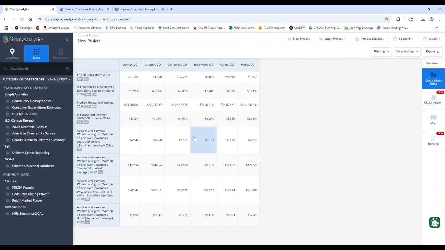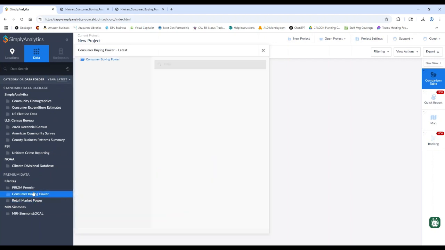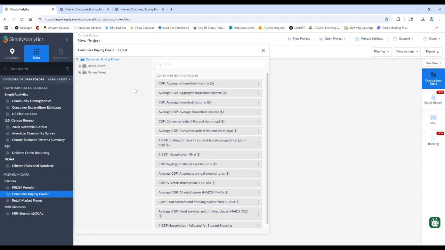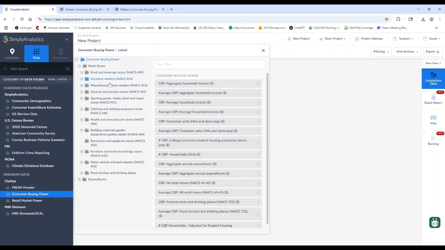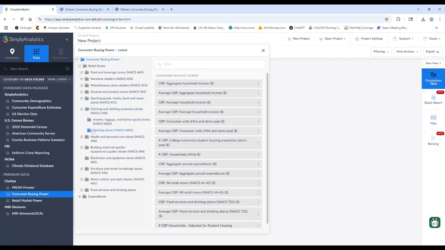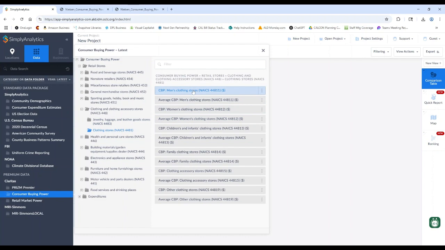But going back to our comparison table, this is the consumer spending, the straight data from the Bureau of Labor Statistics. Now, we're very lucky, and we also have available to us the consumer buying power data from Nielsen. And so this is somewhat similar in that we can go and find very similar types of values. And I did not prepare ahead of time, so this will be just a teeny bit exciting. So clothing stores. So now we can see that we can do average CPB women's clothing stores.